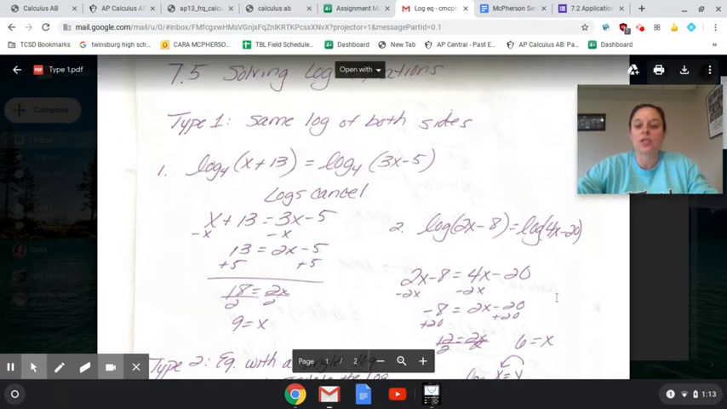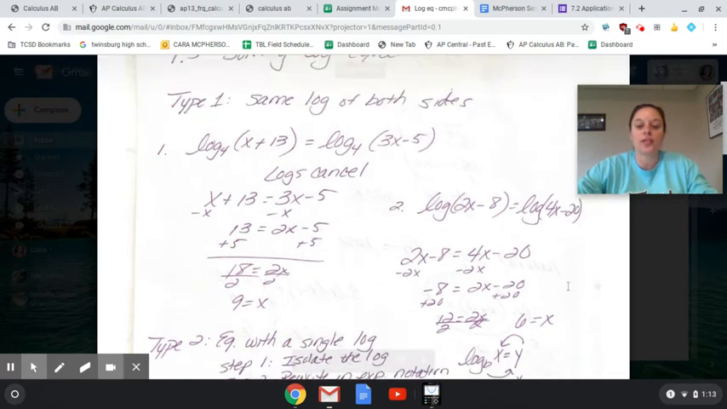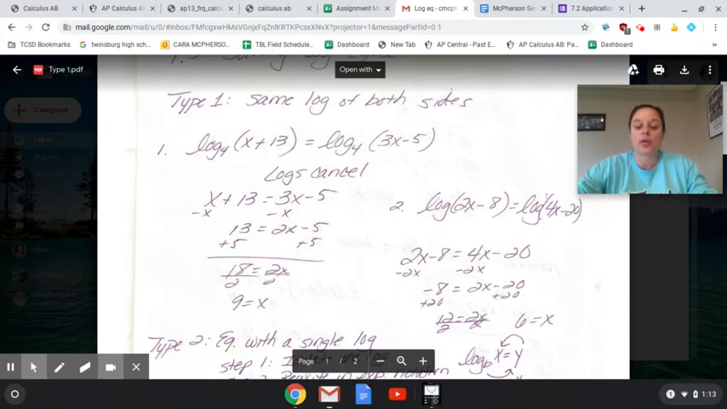Here's another one just to show you one more example. This is one that has common logs on both sides. Common logs are logs that don't have a base number. It is an understood base 10. Anytime you see log with no base number, it's base 10. So those logs are the same, so they will cancel on both sides.